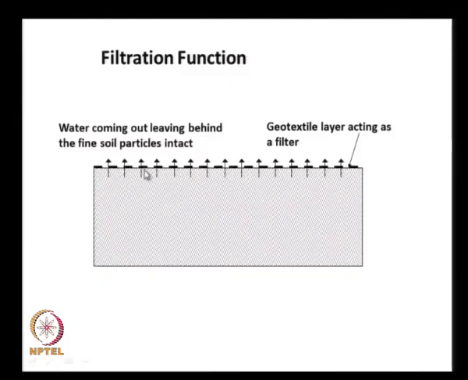Only the water should come out, and it should leave all the fine soil particles in the subgrade. That is, we do not want any piping failure to happen, because piping is the loss of fines from the subgrade, leading to the loss of integrity and loss of strength. And this geotextile layer should have proper opening sizes consistent with the properties of the soil that we have at the site, and once again we will discuss how to select a proper geotextile with appropriate opening sizes in some other class.